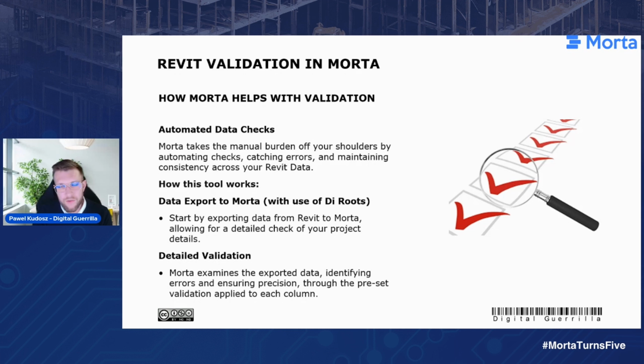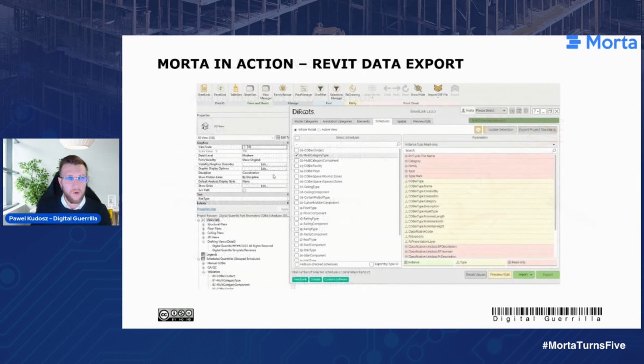And we do this with the use of DiRoots SheetLink. So we export the data from Revit directly to Morta, and then within Morta, we have pre-configured tables which validate the data straight away once it gets exported from Revit. Now this is just an example of how the export looks from Revit.